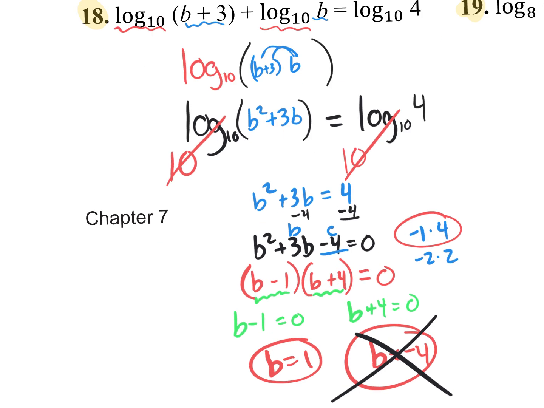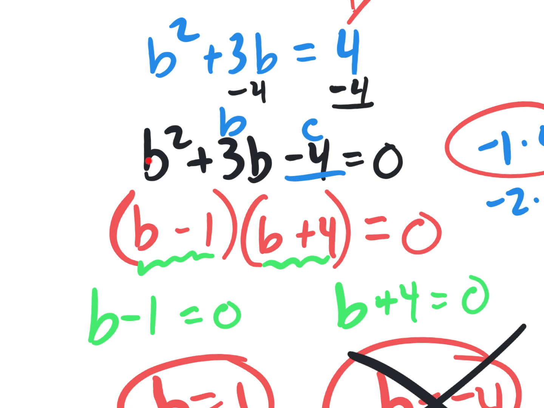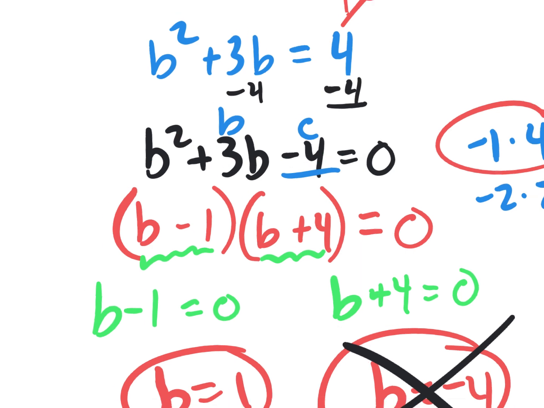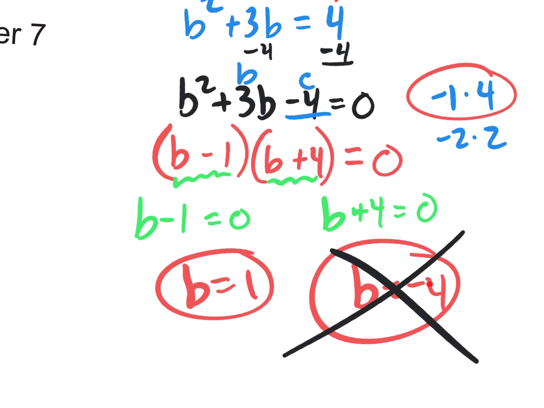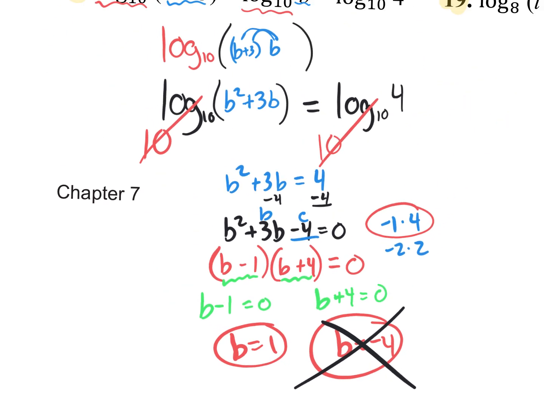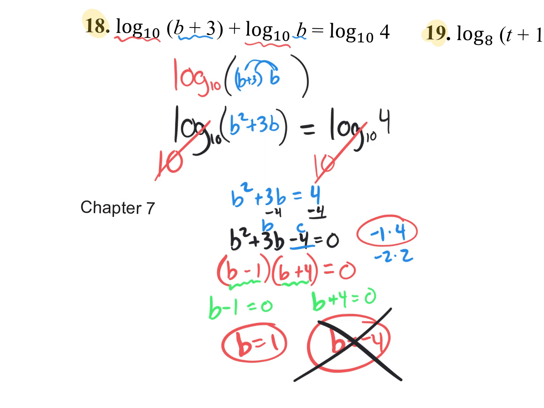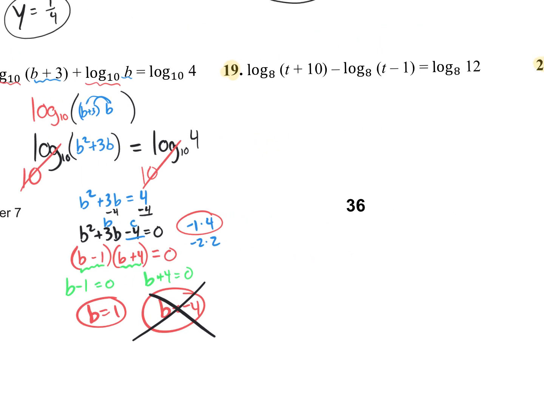Again, if you wanted to, you could have graphed on Desmos x squared plus 3x minus 4, and you'd see a parabola that crosses at 1 and -4, which provides you the answers, but you still need to double check and make sure that you don't end up with 0 or negatives inside the logarithms, because you can't do that.